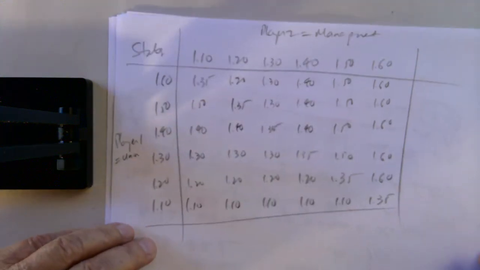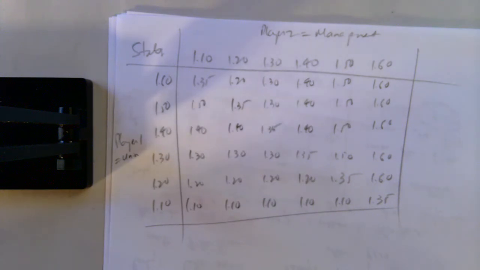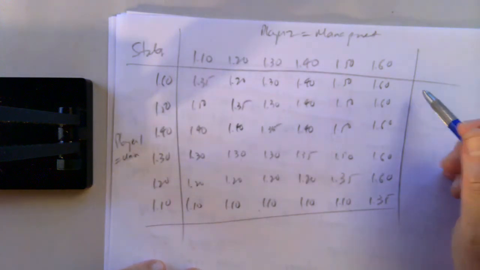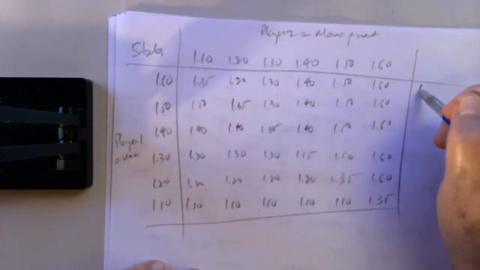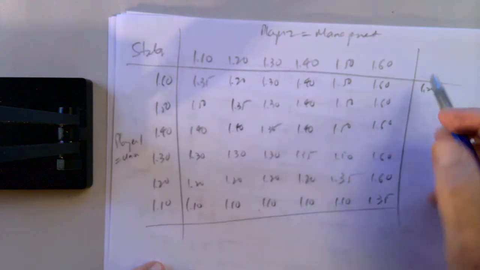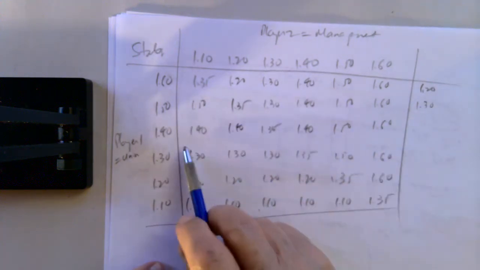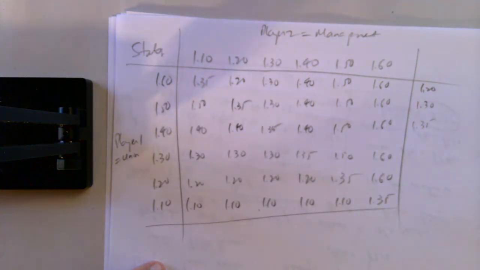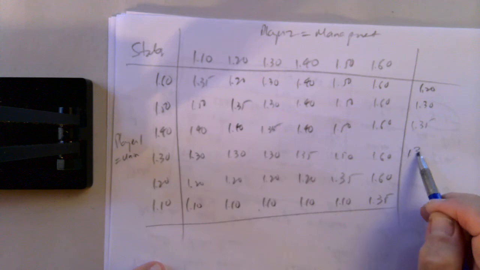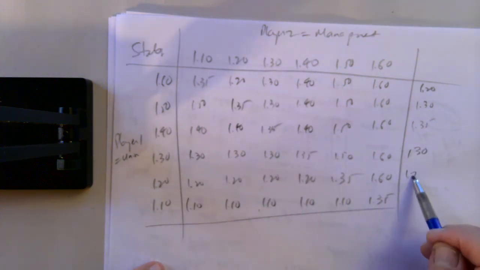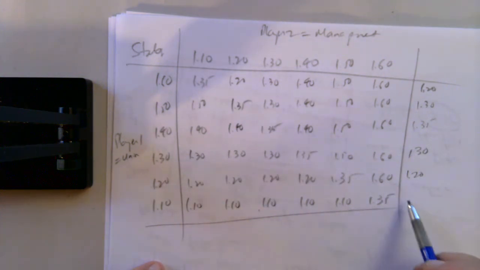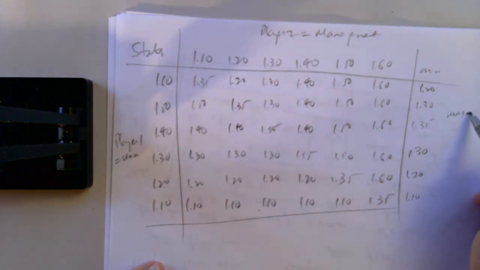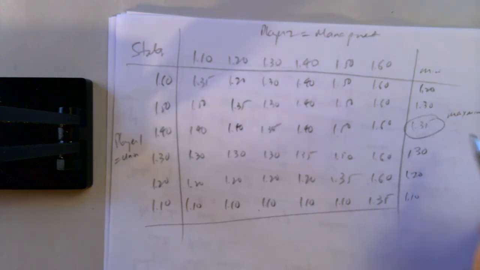Okay, so I've rewritten the payoff matrix, and now in each row, I want to find the smallest number. So the minimum on this row is $1.20. The minimum in this row is $1.30. The minimum in this row is $1.35. The minimum in this row is $1.30. The minimum in this row is $1.20. The minimum in this row is $1.10. So this is the minimum, and the maxmin, the maximum of the minima, is $1.35.